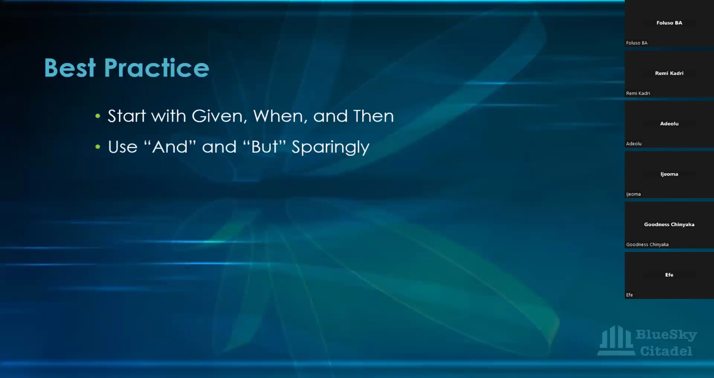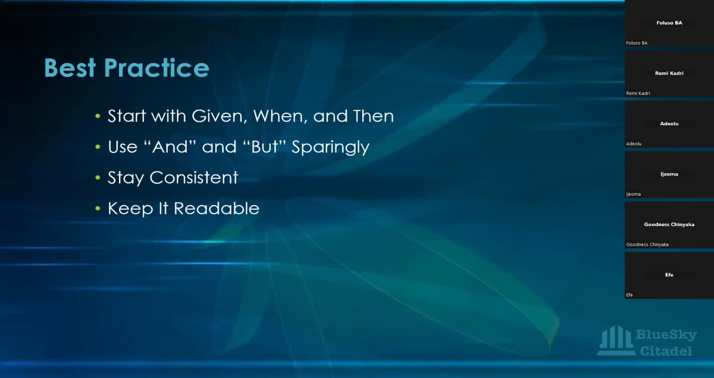Next is use and and but, but is arguable, but use them sparingly. And and but should be used to add additional context or variation to a step. Avoid excessive use though, as it can make the scenarios quite hard to follow. Then you need to stay consistent as well. Maintain consistent terminology and style throughout your user story and your acceptance criteria. Consistency is crucial for readability and understandability.